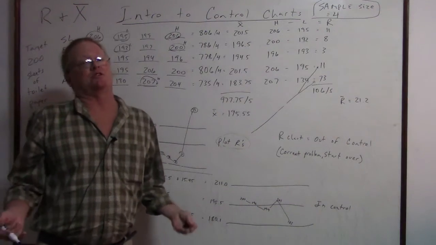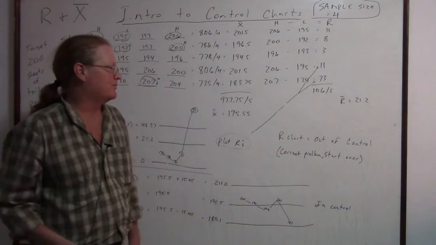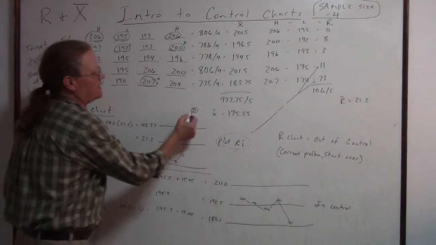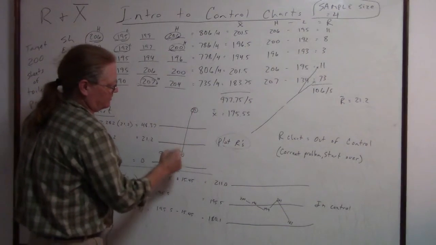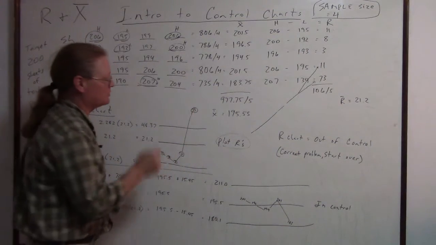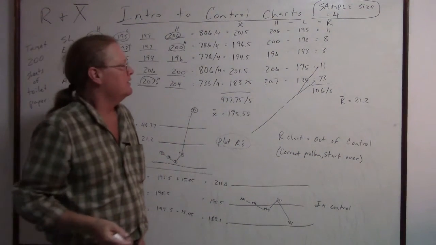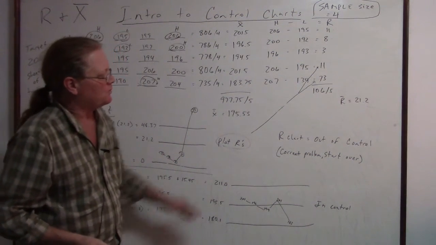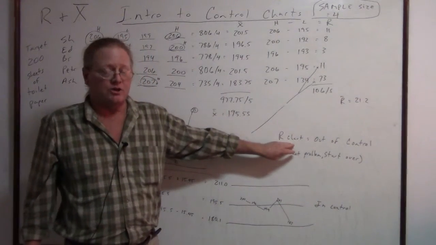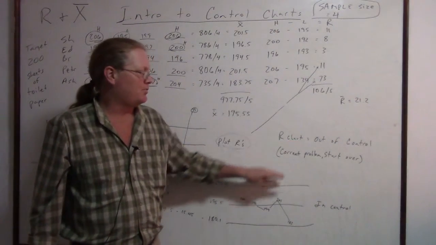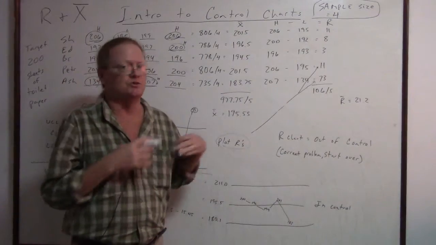If there wasn't a measuring error, we've got a problem because it is way out of control. All of this should be fitting in here if our system is in control. But no, we got a 73 on the range. So, the R chart is out of control. We need to correct the problem and just start over.